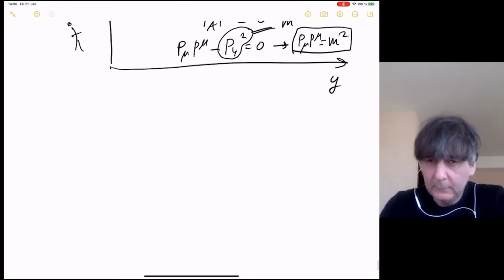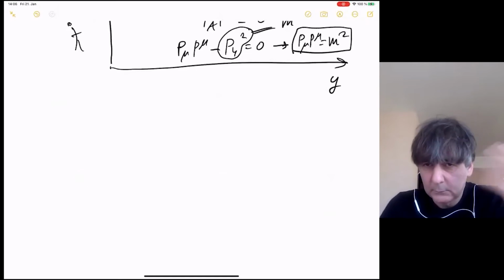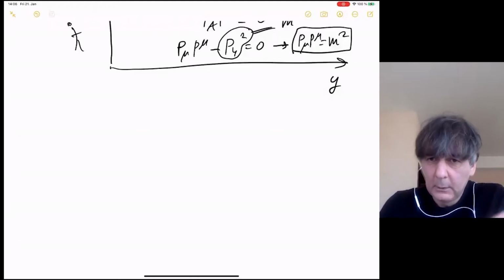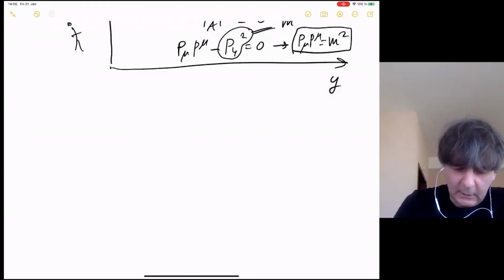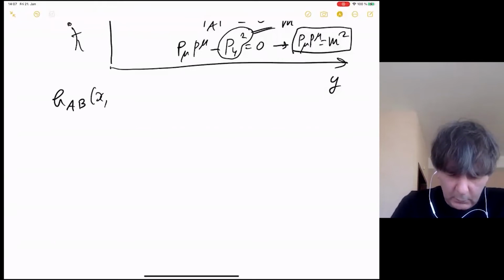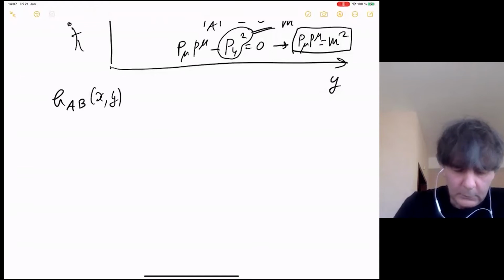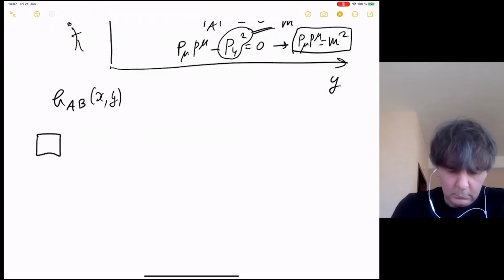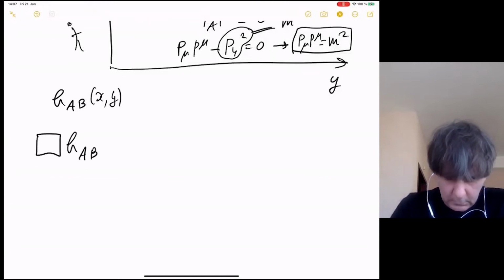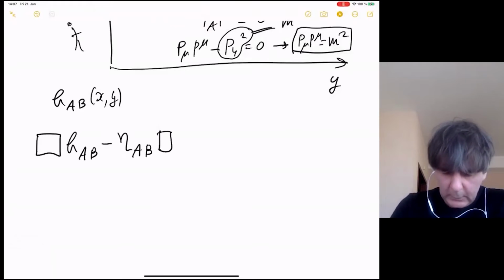Now let's say that Alice is looking at linearized gravity in 5 dimensions. So let's take a free graviton, h_AB. This is a 5-dimensional graviton. It depends on coordinates x and y. So there is an equation of motion, which is a direct generalization of the equation of motion of the 4-dimensional graviton.